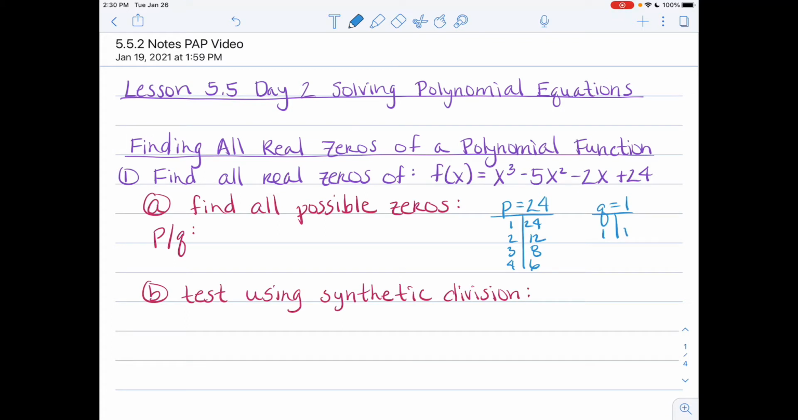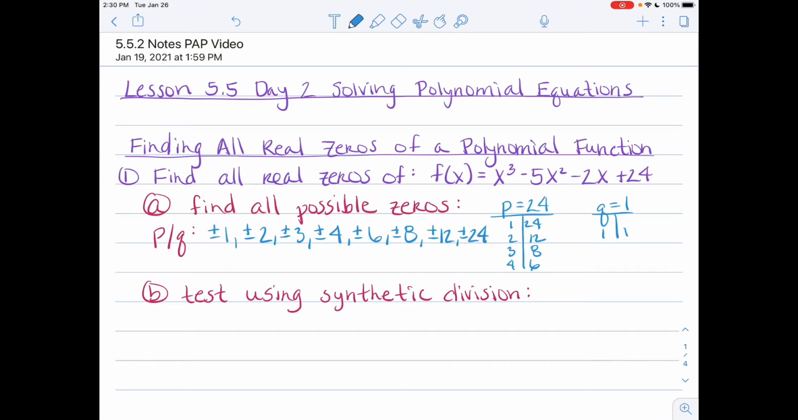So if I want to write P over Q, or every single possible P, all 8 of these, divided by Q, I'm just dividing by 1, and anything divided by 1 is just that thing. Remember also from last time that we need to account for both positive and negative possibilities. So I'm going to say positive and negative 1, 2, 3, 4, 6, 8, 12, and 24. Those are all of my possible zeros.